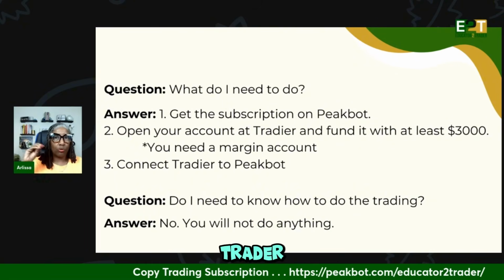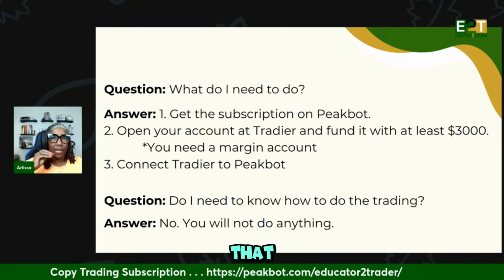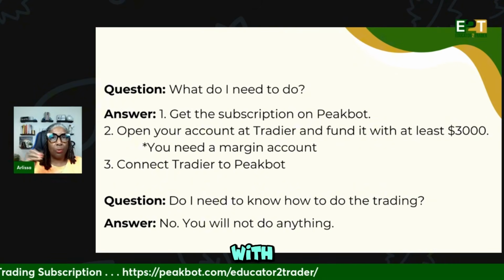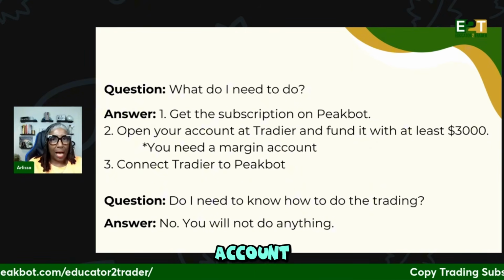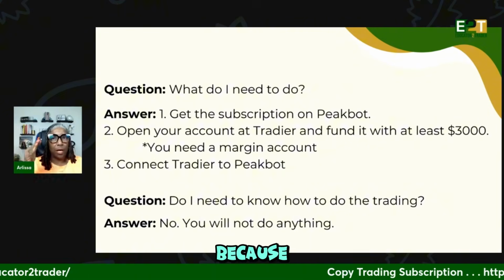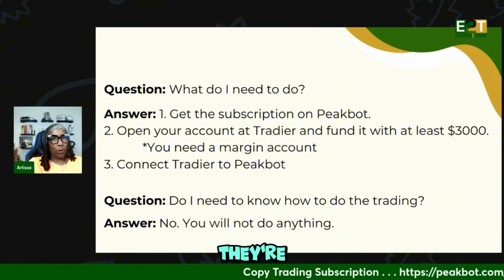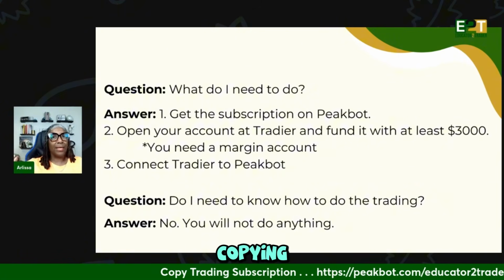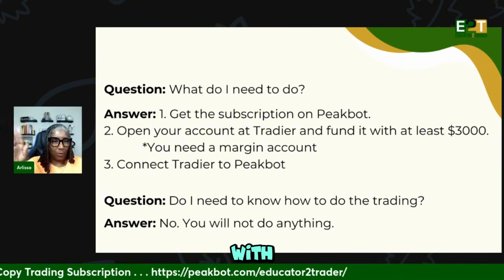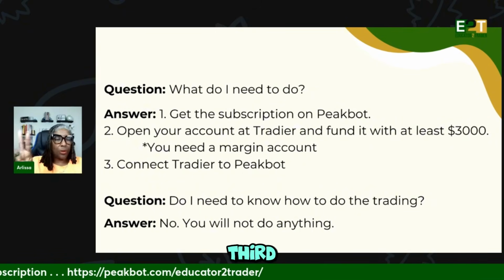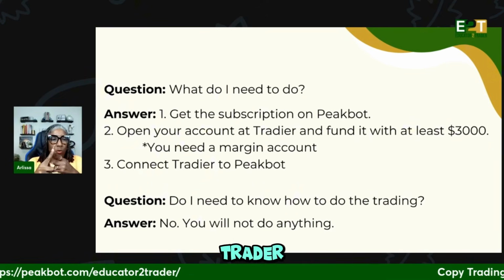Now, Tradier says they're working with us to make sure that the people who are signing up with us are getting margin accounts, because this doesn't work without a margin account. They have to have margin accounts. And because you're copying, they're working with the person who's doing the copying, which is the person who knows how to work a margin. All right. So that's going with that. Okay. So third step, you need to connect Tradier with Peakbot.